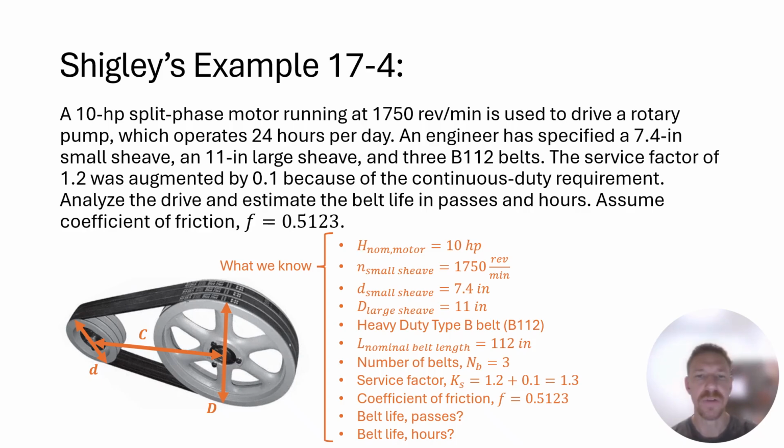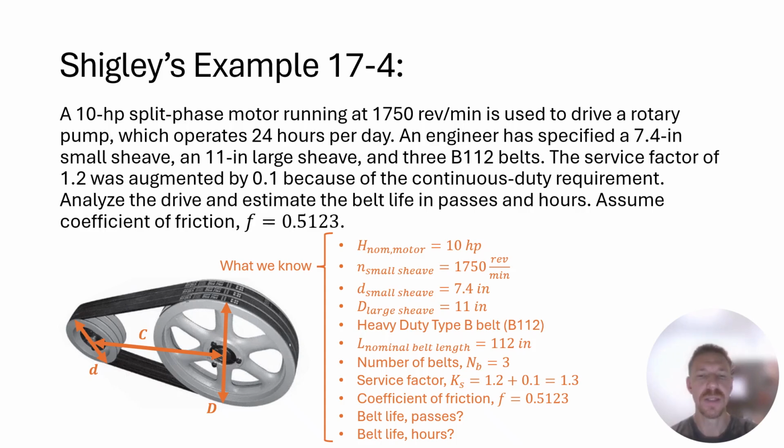What we know: we have a 10 horsepower nominal power motor. We have a 1,750 RPM small sheave. The diameter of the small sheave is 7.4 inches, and for the large sheave it is 11 inches. The belt is a heavy duty type B belt, B112 specifically, where the 112 indicates the nominal belt length. The number of belts is 3.